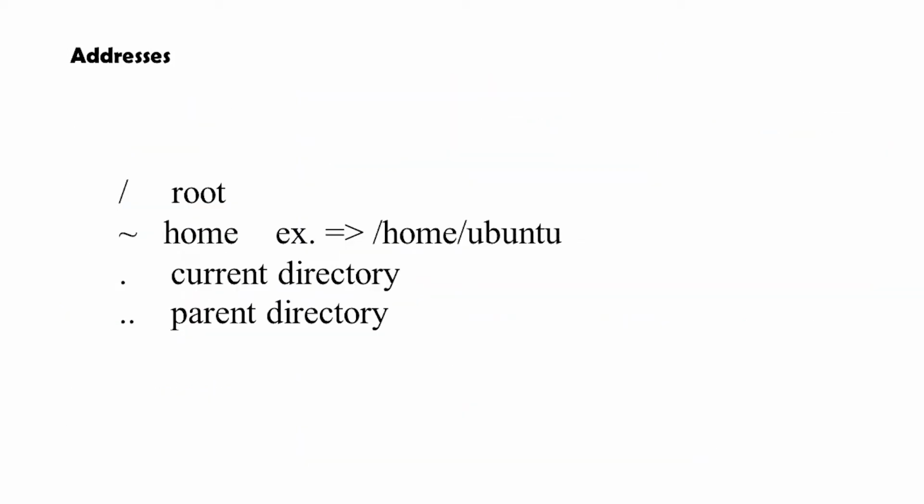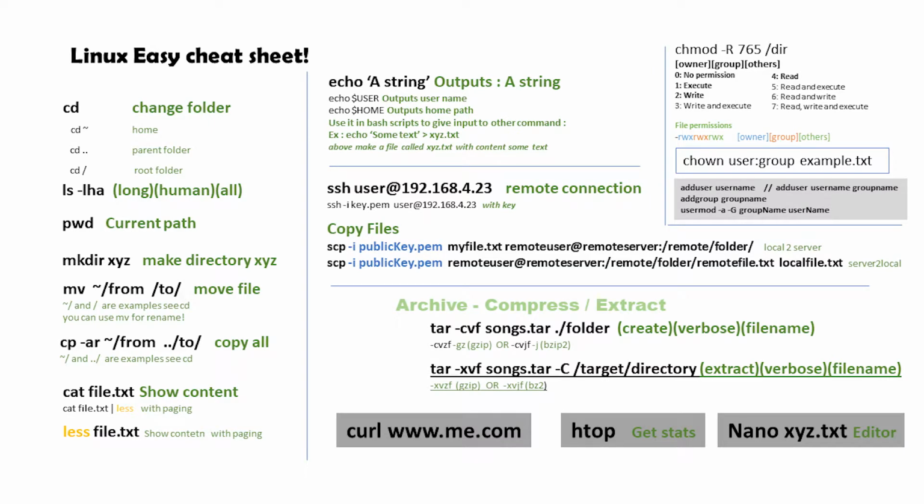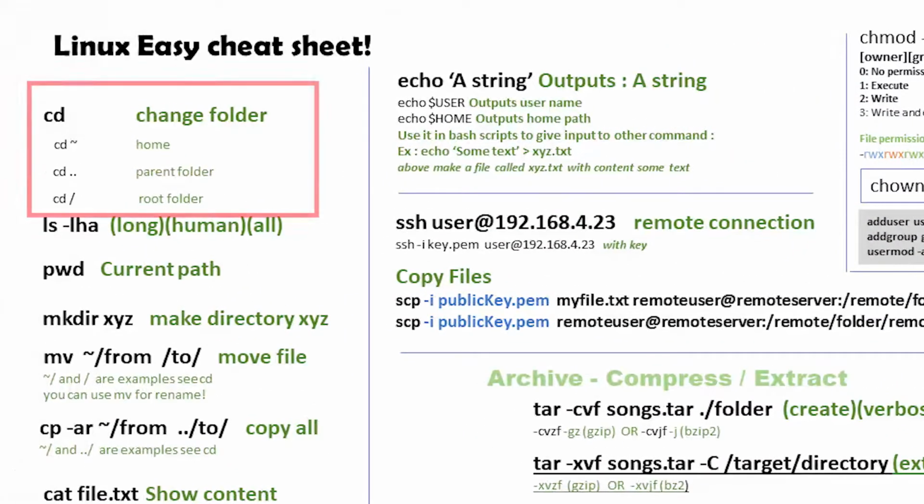First of all, there are 4 signs I want you to familiarize yourself with. The Linux shell interprets the single slash as root, the tilde sign as home, a single dot as the current directory, and a double dot as the parent directory. As you can see on your cheat sheet, you can combine it with the cd command to change your current path.